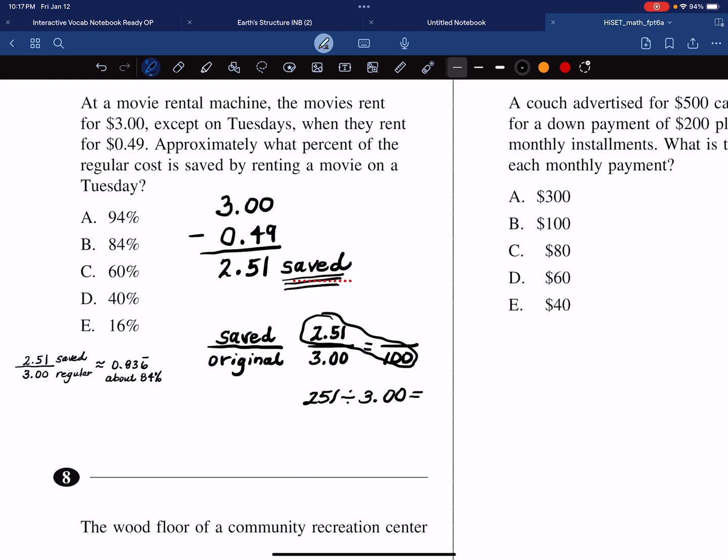If not, I have a problem. Yes, you get 83.66 repeating, or about 84. You don't have to move a decimal on this one. You have it already in that number because you're multiplying it by 100. So either way you do it, I like answer B for this one.